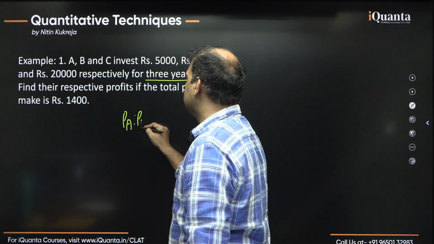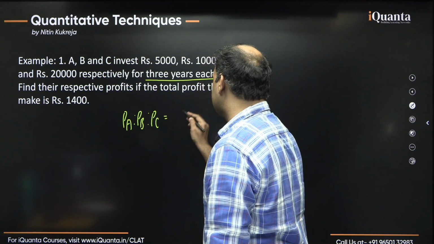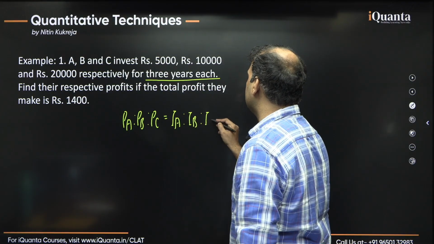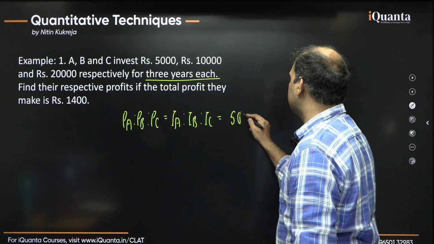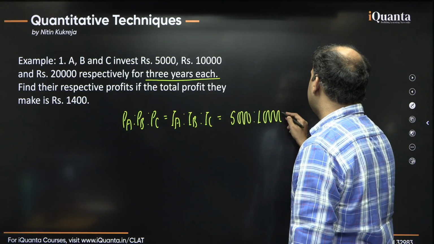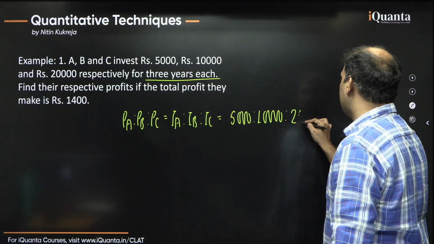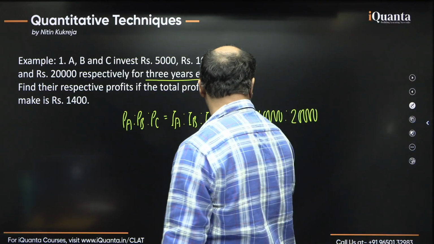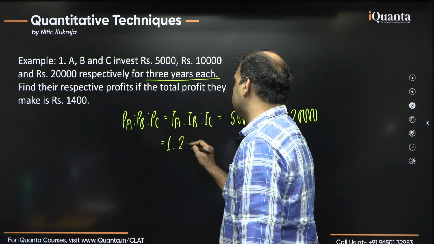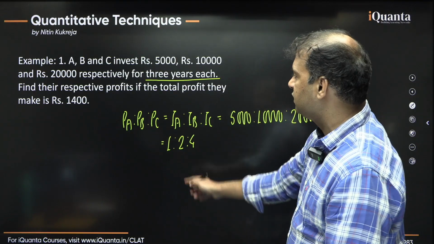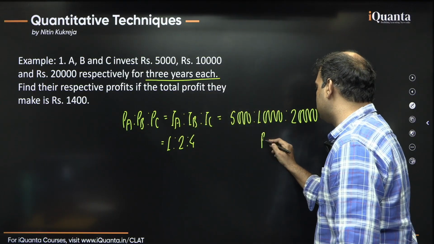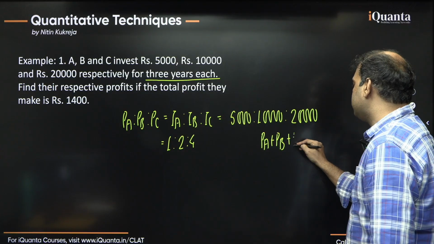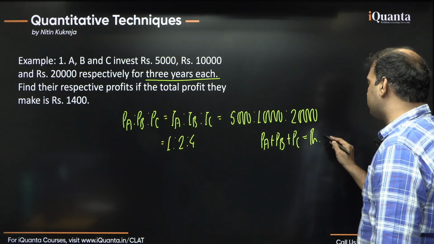Let me write this: the ratio of the profit, PA : PB : PC, should be the ratio of the investments. Investment for A is rupees 5,000, for Mr. B is rupees 10,000, and for Mr. C is rupees 20,000. So we can easily find the ratio of them. If you take 5,000 common, it must be 1:2:4, very obvious. And what is the sum of the profits? The sum of their profits is 1,400, and the ratio of their profits is 1:2:4. So guys, the very simple thing you have to do is distribute the total profit of 1,400.